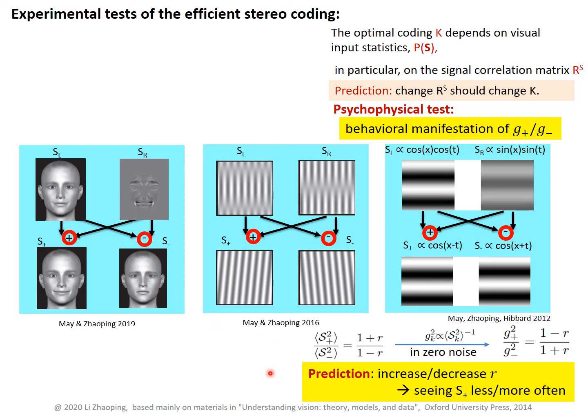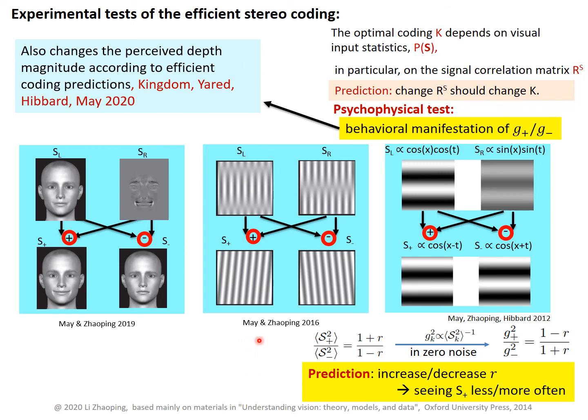And these kinds of adaptations can also alter the perceived stereo depths. This is because changing the gains G plus and G minus through adaptation also changes the efficient coding as manifested in the disparity tunings of the V1 neurons. And this disparity tuning is a coding combining spatial coding and ocularity coding. We will explain this in another part of the course.